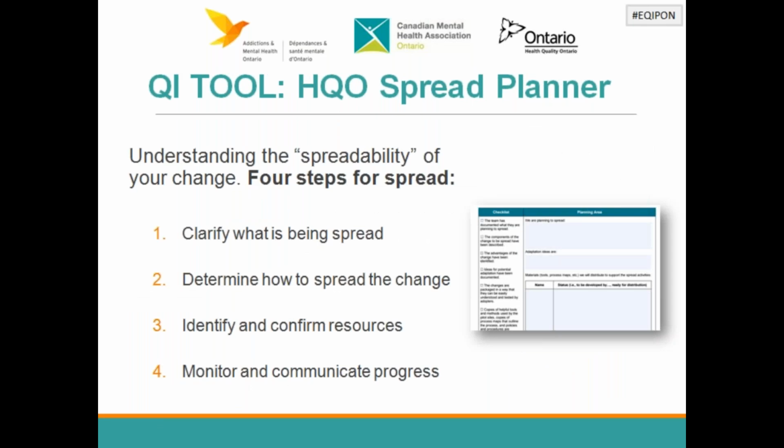So HQO, Health Quality Ontario, has developed a lovely tool, a spread planner, and it has four areas for spread. You can get this from the community of practice as well. Open it up. It's about 5 pages and helps you to really think about what it is that you want to spread. So what was the lesson that you learned, or what is it you're doing differently that others would like to know about? Figure out how you're going to do that.